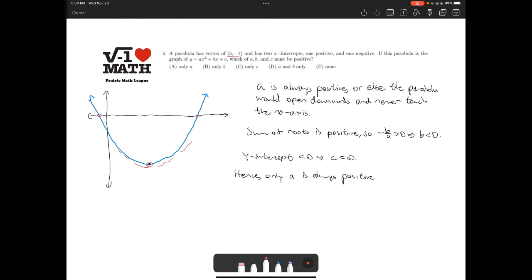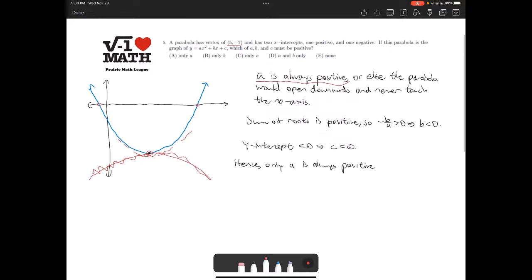a is always positive, or else our parabola would look like this. And then we would ask ourselves, where does this parabola ever intersect the x-axis? The answer is it doesn't. So we're not going to consider this, and a will have to be positive.